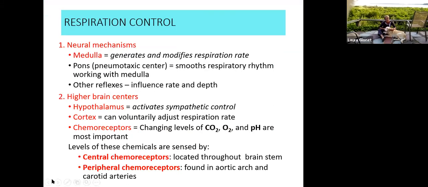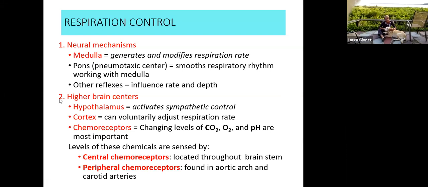Okay, respiration control. It's primarily controlled by the medulla oblongata. We have neural mechanisms, and then we have influence from higher brain centers, but the neural mechanism is primarily the function of the medulla oblongata, because it generates and modifies your respiratory rate. Injury to the medulla oblongata is going to severely impact respiration. The pons also helps the medulla oblongata by smoothing your respiratory rhythm.